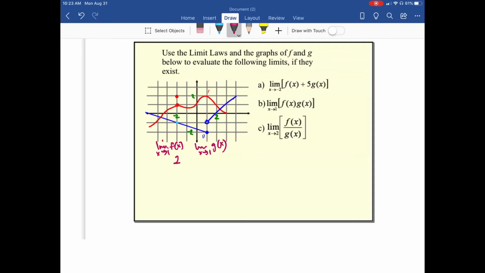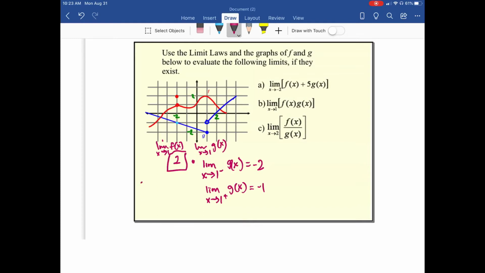So let's see what else we have to do. Since I know this one is certain, it's 2, I'm going to need to look at both scenarios to examine my situation as I'm approaching from both sides, from the left and the right, relative to g. So let's look at from the left. As I'm approaching 1 from the left, it looks like our g, the blue graph, is approaching -2. Is that right? Yeah, that's right. And then as I'm approaching 1 from the right, it looks like our g graph is approaching -1.